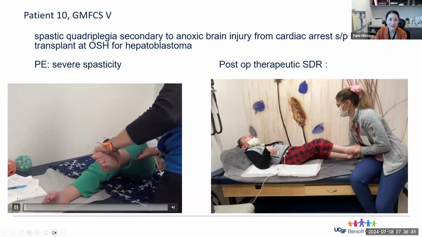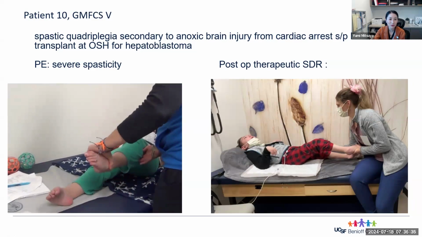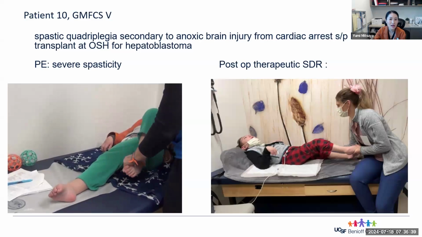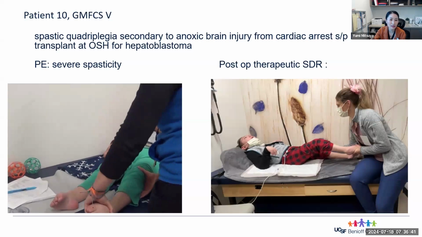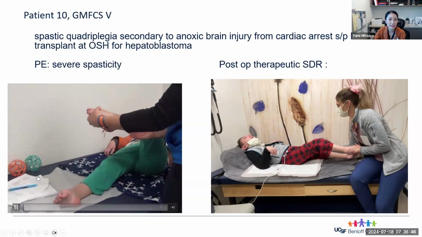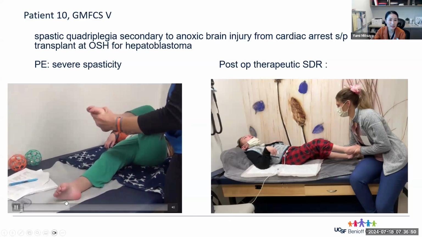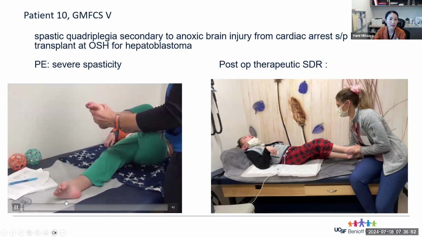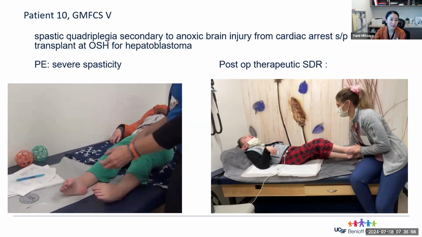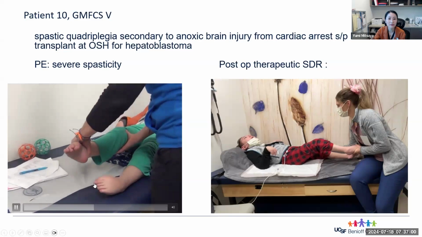Okay, so this is our 9-year-old with spastic quadriplegia secondary to anoxic brain injury following a cardiac arrest that happened post-liver transplant. He's dependent for all mobility, ADLs, and communication, though he's working on using an eye gaze communication device. He has significant spasticity at all of his extremities, despite being on multiple spasticity medications and having had multiple Botox injections. And the lower extremity spasticity in particular was really making his daily cares extremely hard.